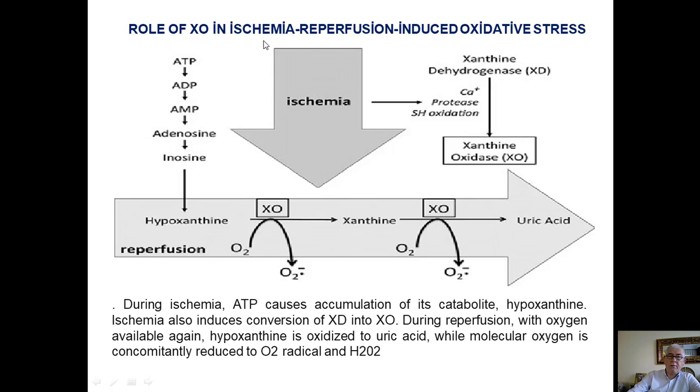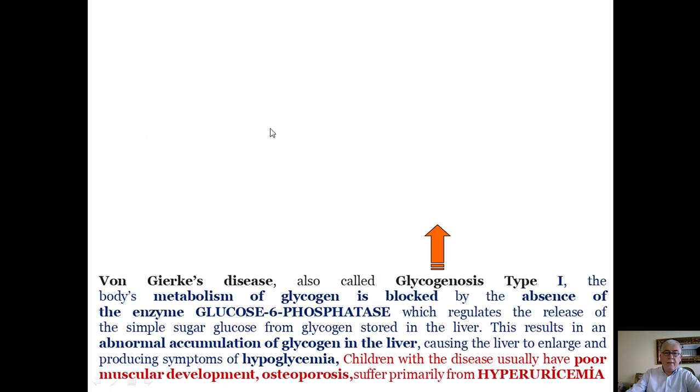During ischemia and reperfusion, we have two important pictures. First is increased uric acid level in blood. Another one is increased oxygen and hydroxyl radicals, which are responsible for very dangerous problems in our body.